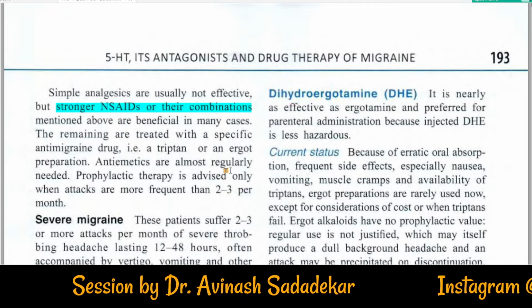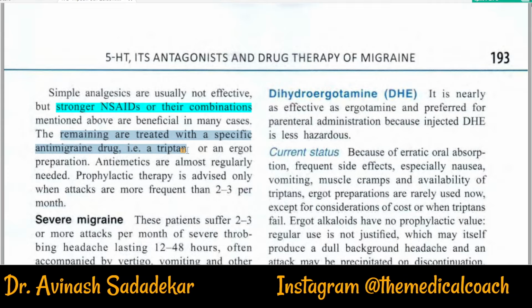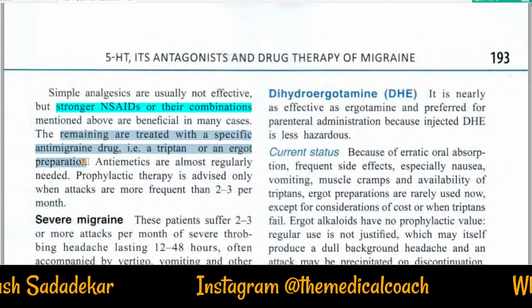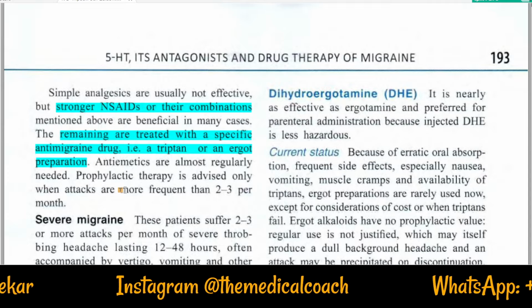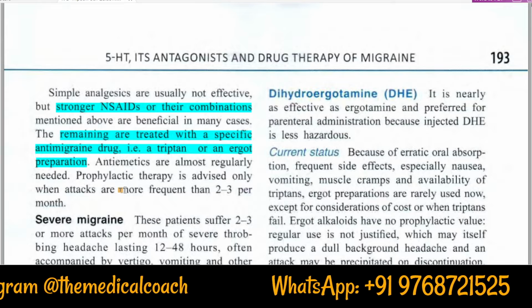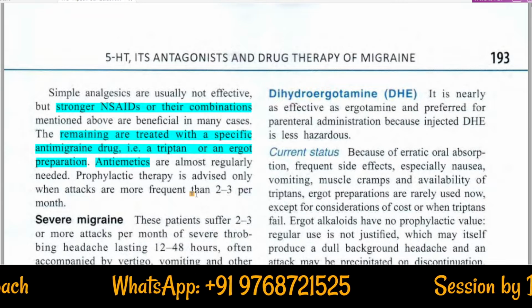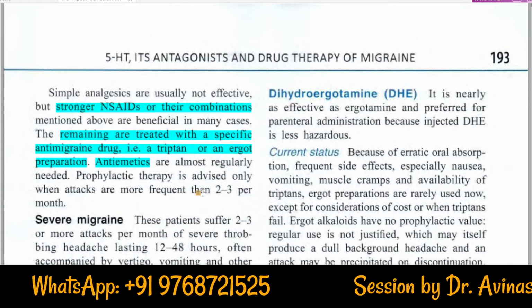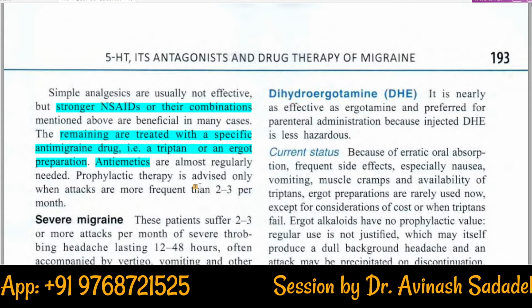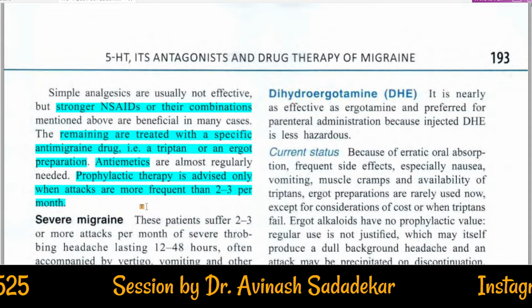Okay, most of them will recover. Those who do not recover, you will give them anti-migraine drugs such as triptan or an ergot alkaloid. Simple. Now what are these triptans and ergot alkaloid? We'll come to that, don't worry. Plus antiemetic should be given. If the patient has 2-3 attacks, 4 attacks, 5 attacks per month, then prophylactic therapy is advised, otherwise not necessary.